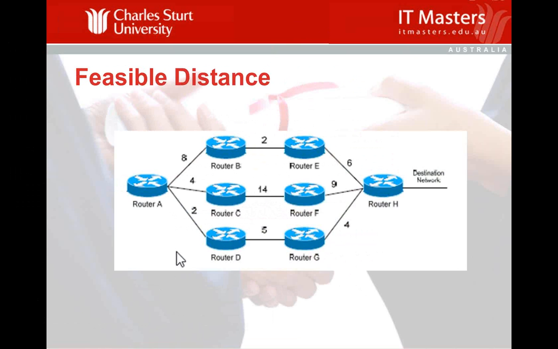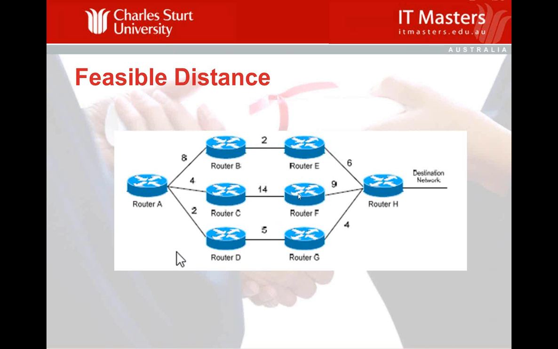excuse my voice, so if we look at router A, we see that it has three separate paths to the destination network on the right. So I can go through router B, C, or D. If we add up the metrics on that diagram to form a distance, we can see that router B's distance to the destination network is 8, okay, because we're looking at 2 and 6. So it doesn't include at this stage the metric to get from router A to router B. So the distance coming into router A from router B is 2 plus 6, which is 8.